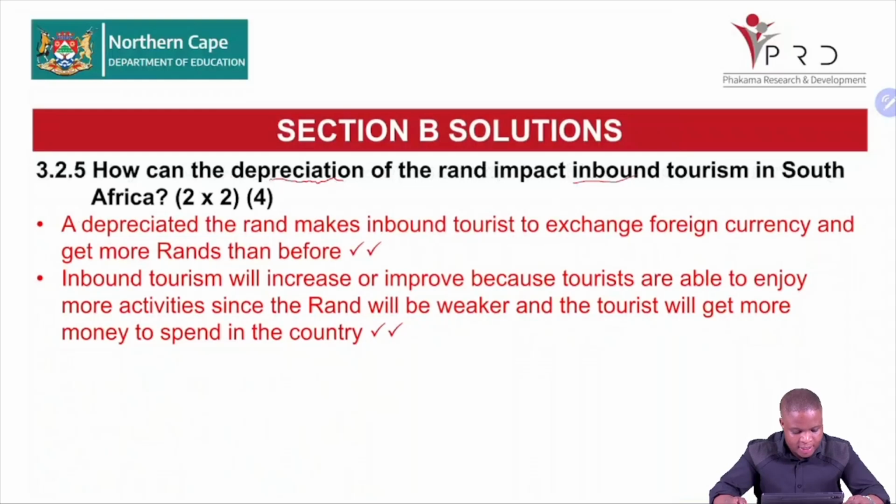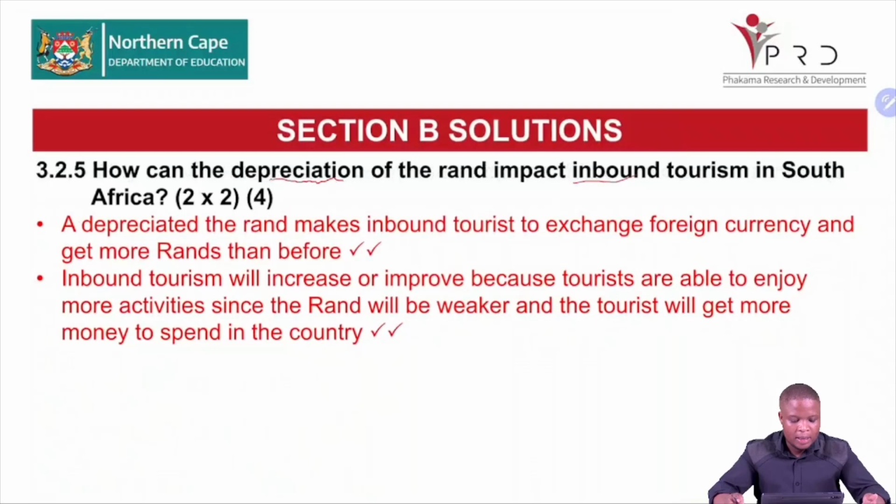A depreciated rand makes inbound tourists exchange foreign currency and get more rand than before. Inbound tourism will increase or improve because tourists are able to enjoy more activities since the rand is weaker, and the tourists will get more money to spend in the country. So the opposite, if the rand appreciates, tourism will be less because it's not easy to spend, it's now expensive.